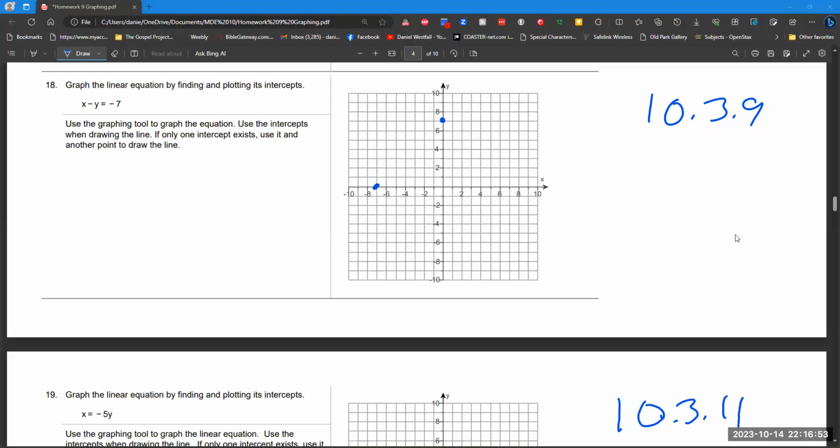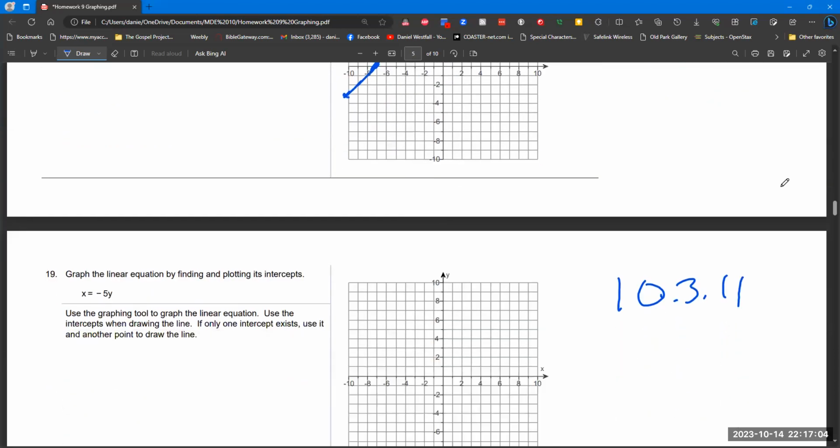Then we're just going to connect the dots here. Again, use a straight edge if you can, like so.